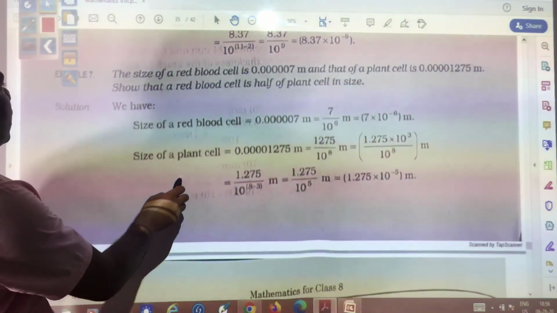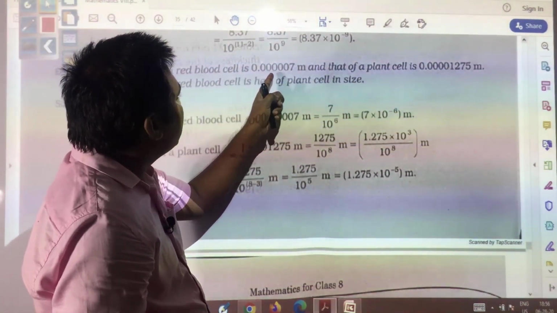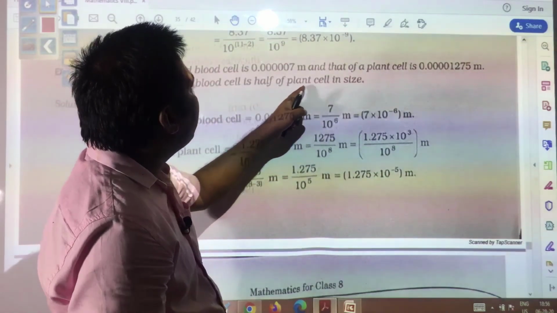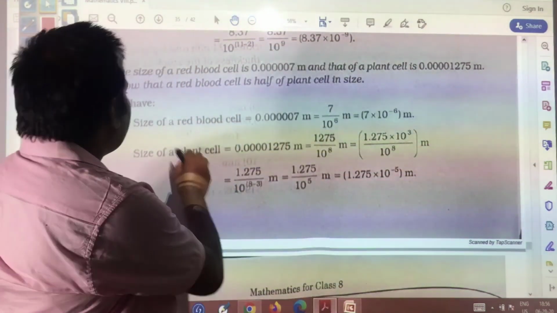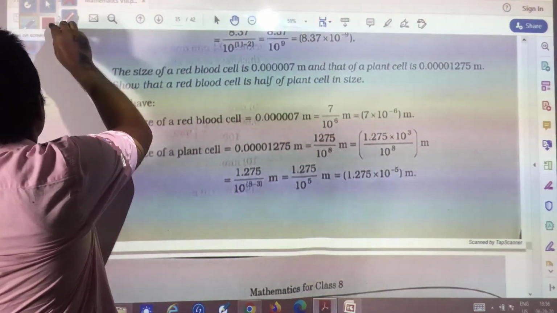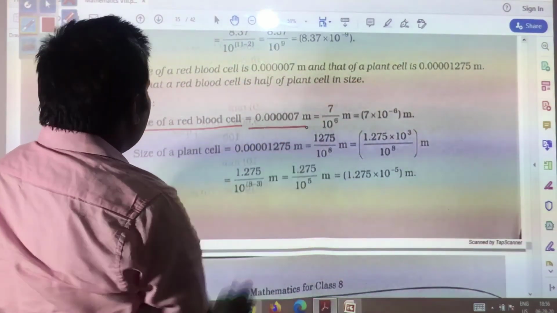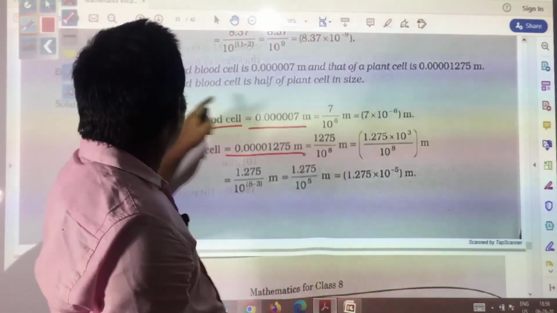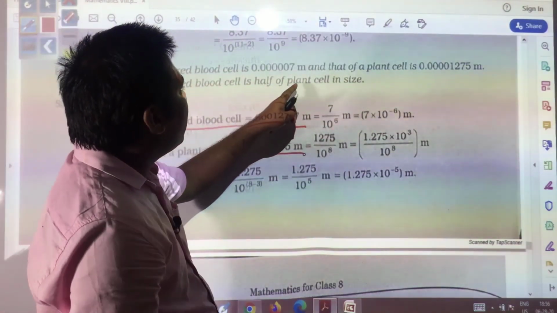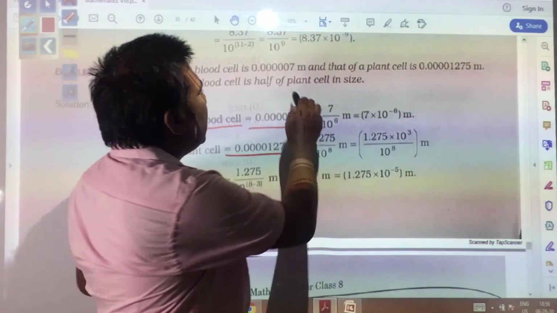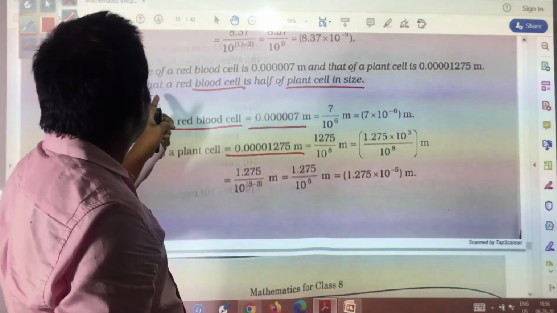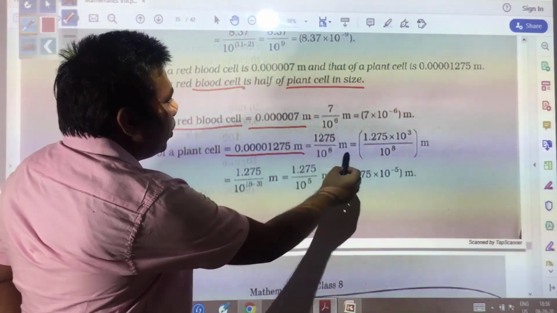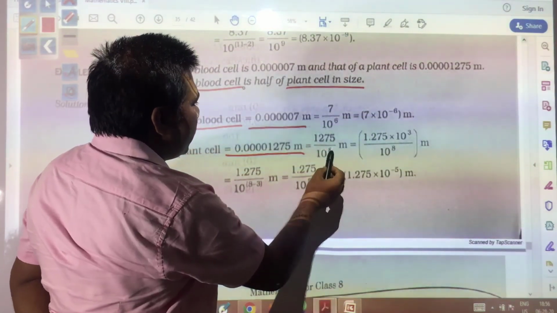Here you see the size of a red blood cell is this much meter and that of a plant cell is this. Show that a red blood cell is half of a plant cell in size. So easy it is. Size of a red blood cell you see this much, and size of a plant cell is this much. Now, suppose you need to show that a red blood cell is half of a plant cell in size. Plant cell is bigger than the red blood cell.